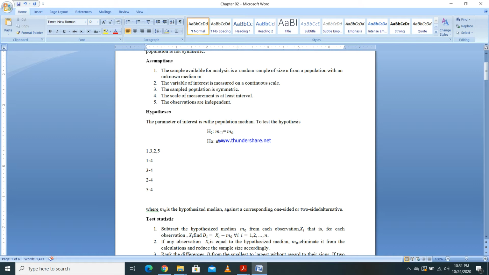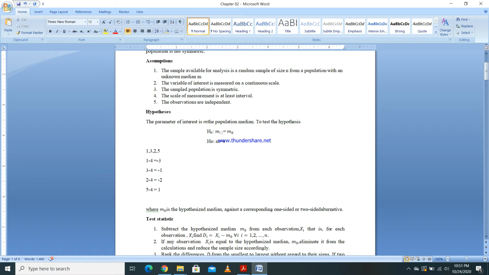And then what we are going to do is, we have to rank these differences. For an example, now if I just show you the differences. So 1 minus 4, that is minus 3. Then 3 minus 4, that is minus 1. And 2 minus 4, that is minus 2. And here 5 minus 4, that is plus 1. So you have so many differences. Some are positive differences and some are negative differences, right?